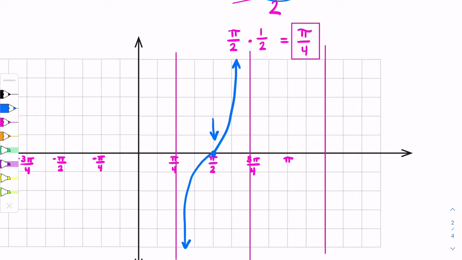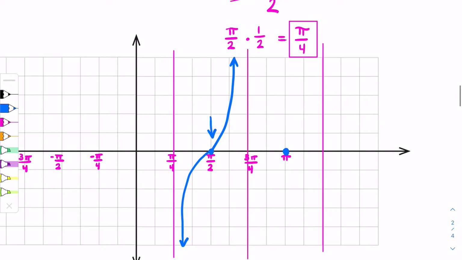So then we need to repeat this curve. Therefore, the next point, or the next intercept, would be pi over 2 units to the right. There's your next intercept, and it forms between these two asymptotes.